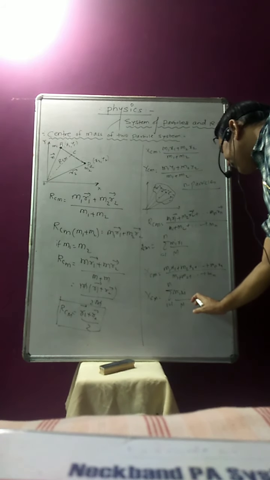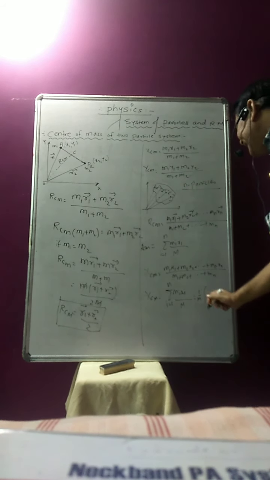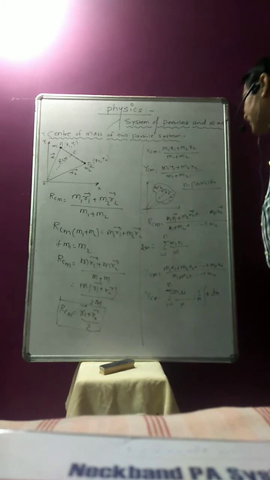This formula can be further written as 1 upon M into, in terms of integration techniques, the integral of x into dm. Okay, so we can write this formula like this.